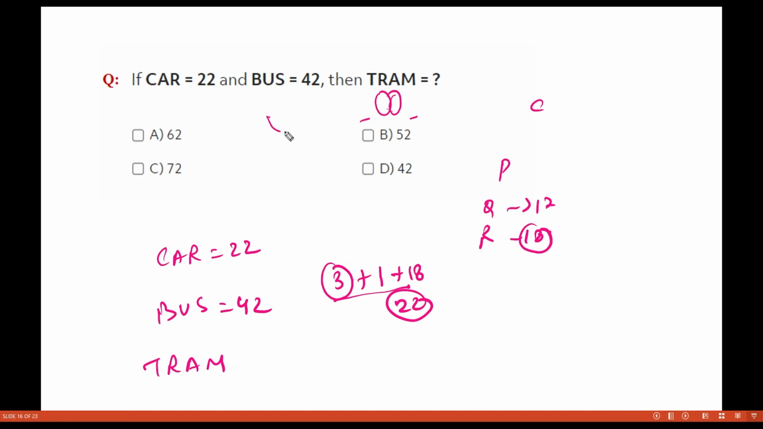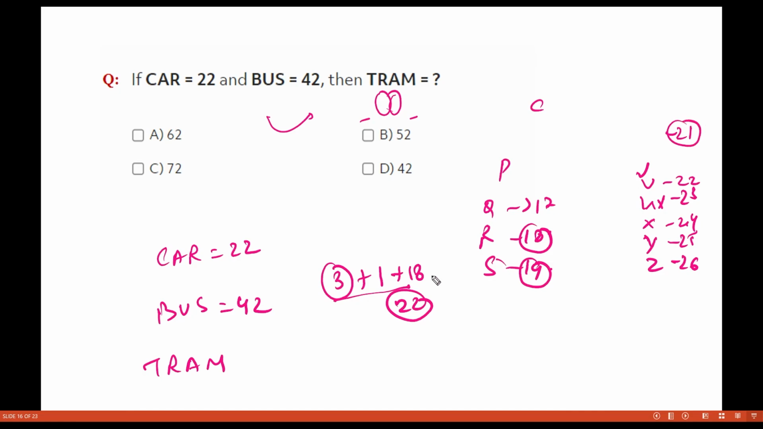Fine. Now bus is given as 42. S is 19 and U is what? Z, Y, X, W, V, U. So you have this as 26, 25, 24, 23, 22, and U is 21. S is 19, U is 21, and B is 2. So this is 40 plus 2 is 42.